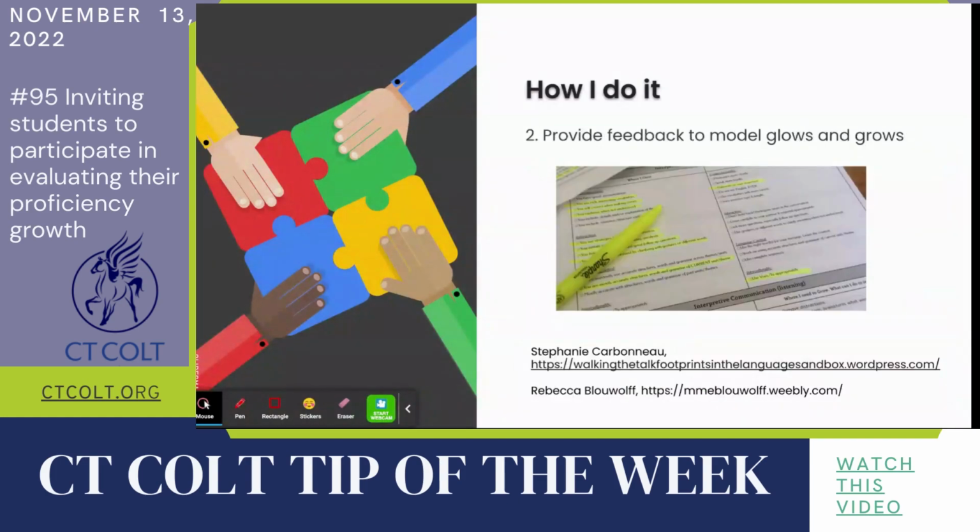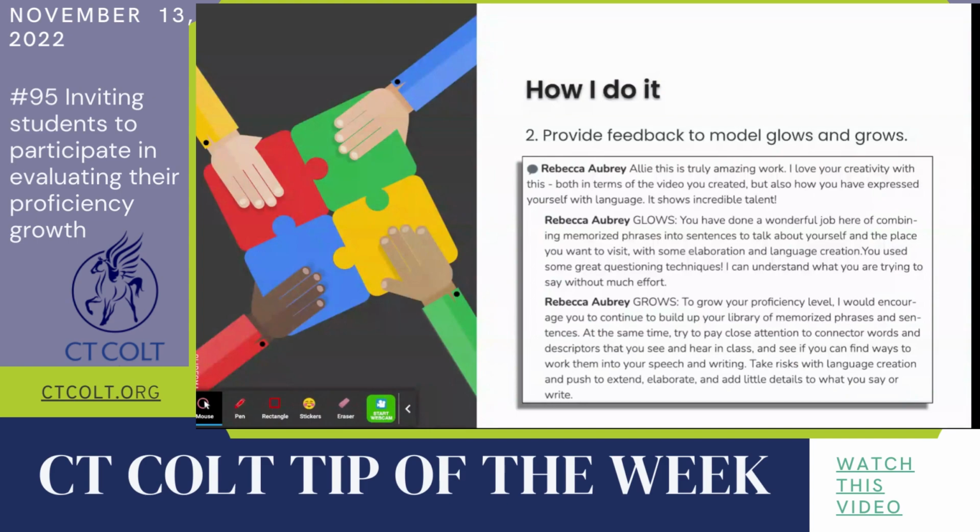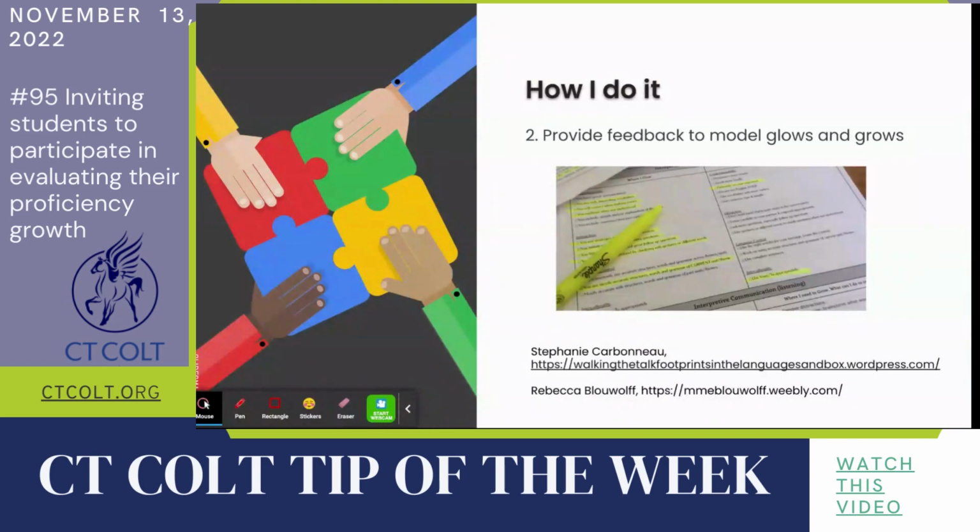When they do their work, I always provide them with feedback in the form of glows and grows that focus on their proficiency growth. So not things like grammar corrections or verb conjugations, but instead identifying what they're doing very well in terms of their language proficiency growth and a strategy for them to work on to continue to grow. Two people who do some really good work on this are Stephanie Carbonneau and Rebecca Blouwolff. I invite you to check out their websites for some more information on some of the strategies that they share.